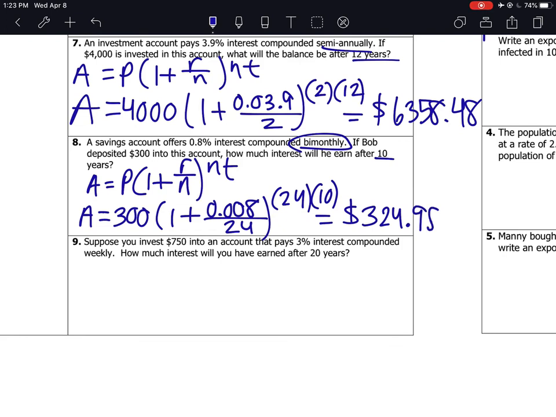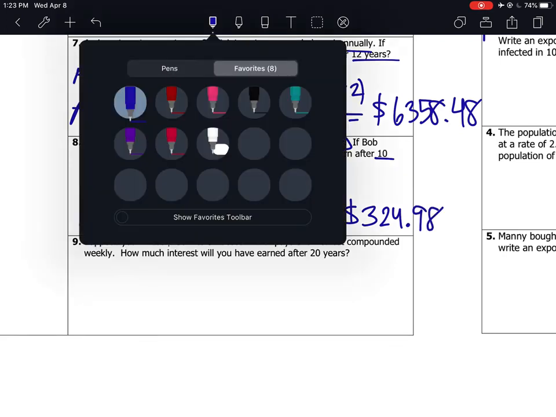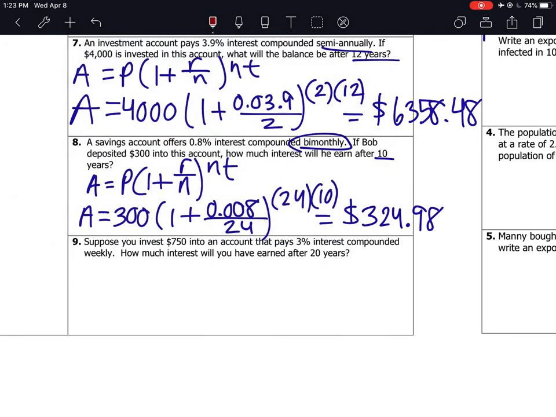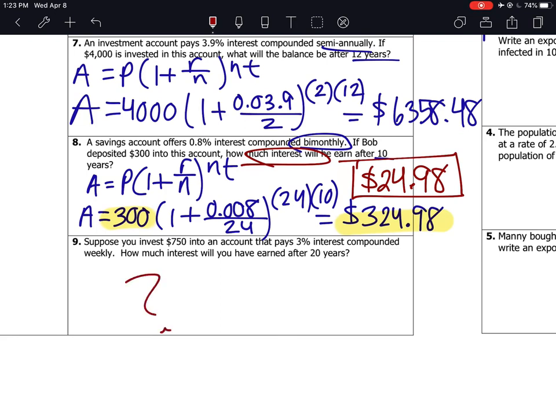So first you have to do this. And when you do this, you get $324.98. That's not your final answer. Your final answer here, I'll write in red. It says how much interest will he earn. So for your final answer, you have to look at how much you ended with, how much you started with, and just subtract them. Because technically that is all interest. That's all you are gaining just by leaving your money in the bank. And that's your final answer for number 8.